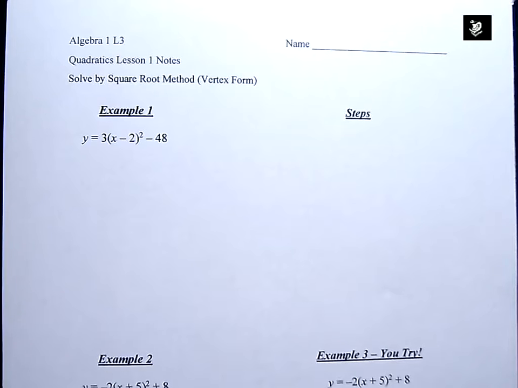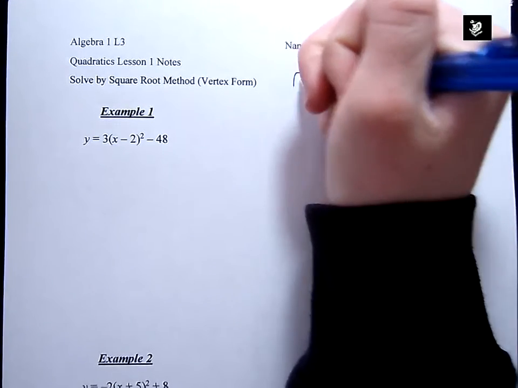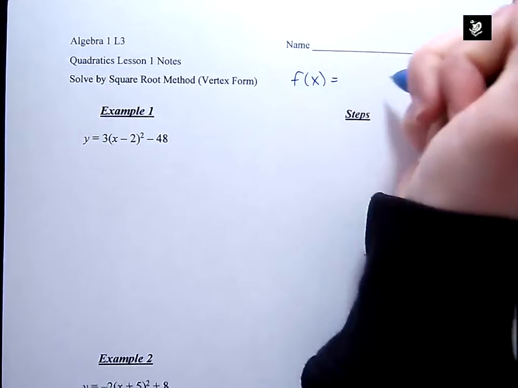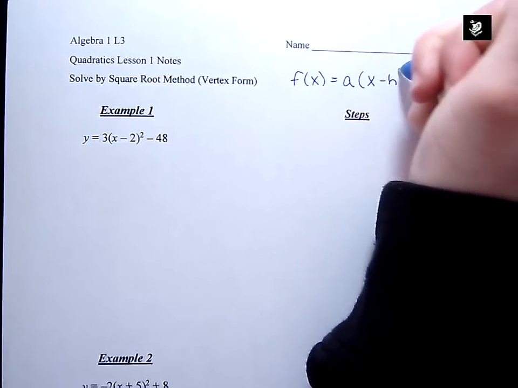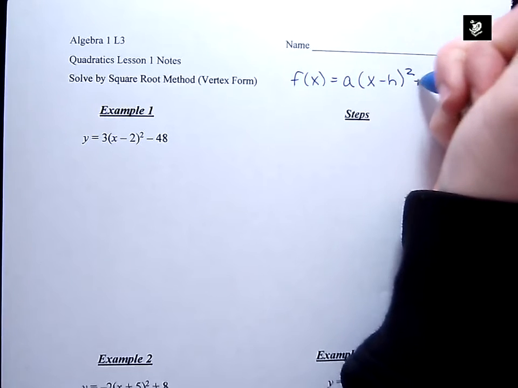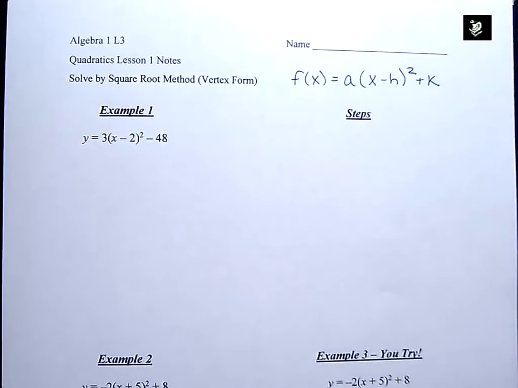Okay, so welcome to week 3, lesson 1. We are going to solve quadratics using the square root method when they are in vertex form. If you recall from last week, vertex form is f of x equals a times (x minus h) squared plus k. So what do I mean by solving? We are going to start solving for the x-intercepts.